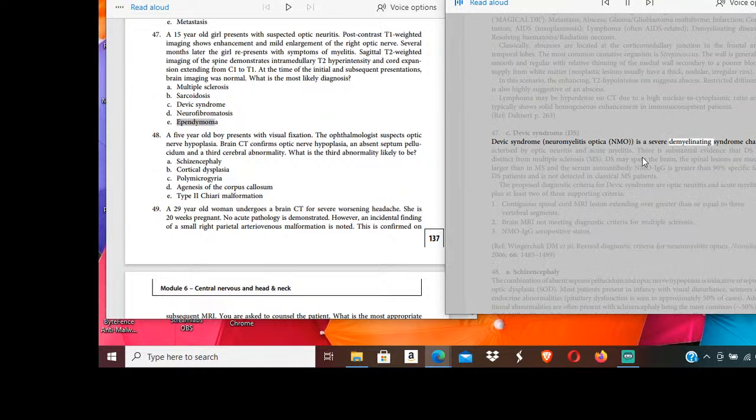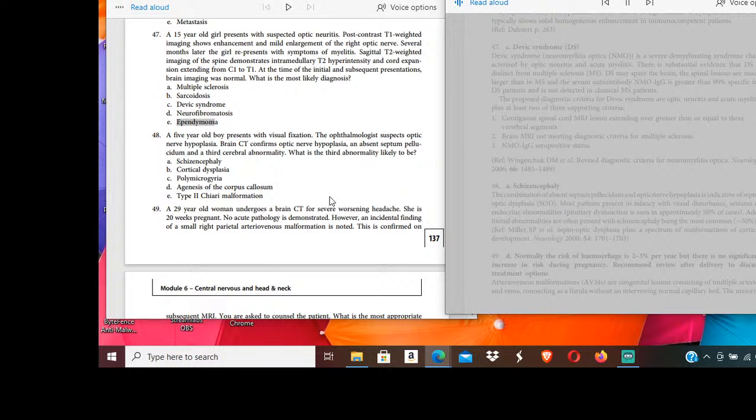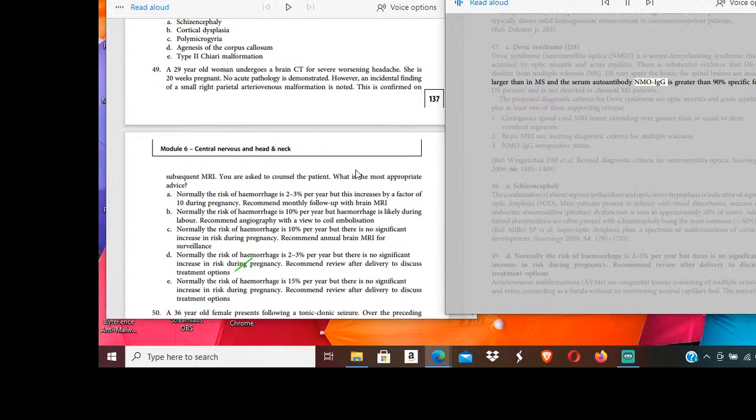Neuromyelitis optica, NMO, is a severe demyelinating syndrome characterized by optic neuritis and acute myelitis. There is substantial evidence that DS is distinct from multiple sclerosis, MS. DS may spare the brain, the spinal lesions are much larger than in MS, and the serum autoantibody NMO-IgG is greater than 90% specific for DS patients, and is not detected in classical MS patients.